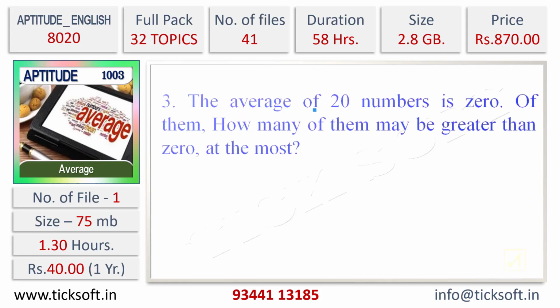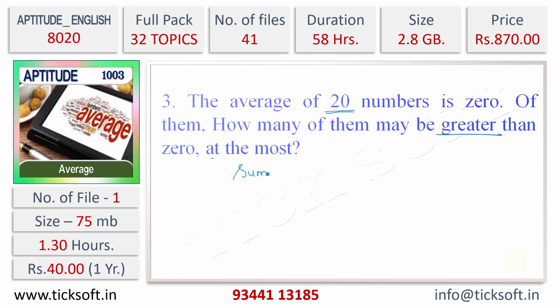Now the third question is: the average of 20 numbers is 0. Of them, how many of them may be greater than 0 at the most? So here, listen, we have to find the number of positive numbers, that is, numbers which are greater than 0 at the most. So here, listen, the average of 20 numbers is 0.